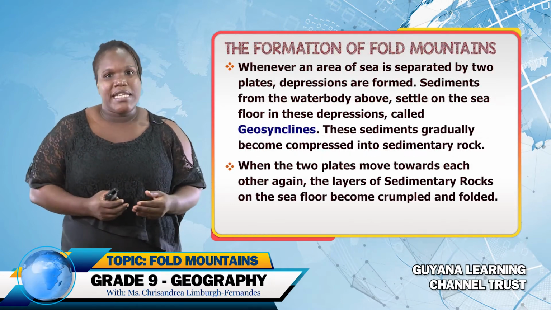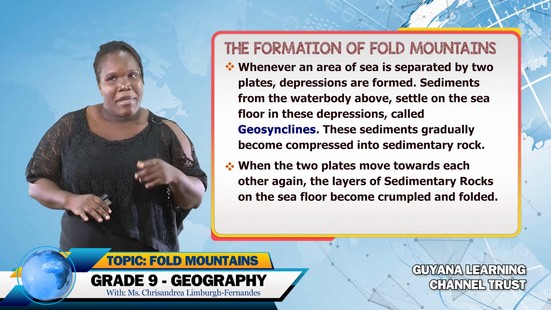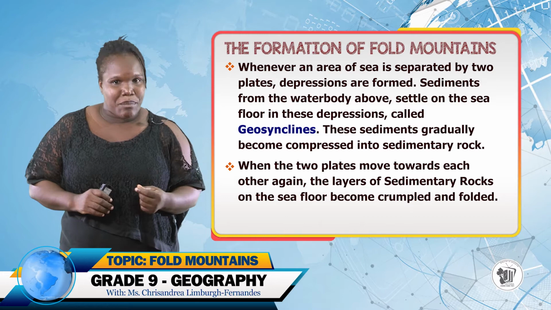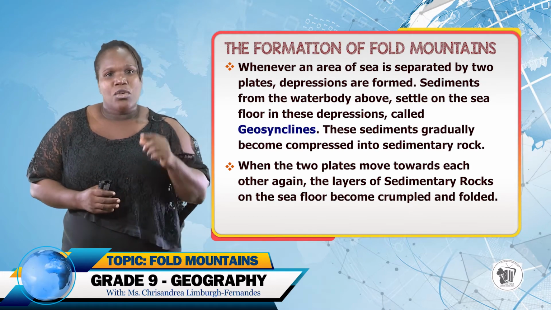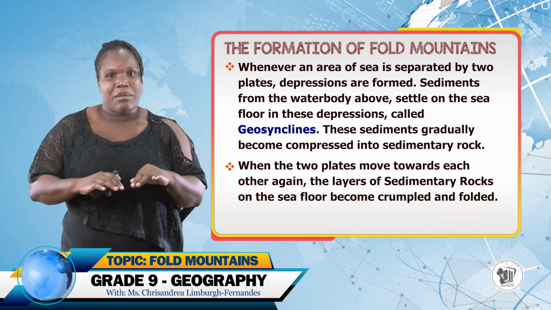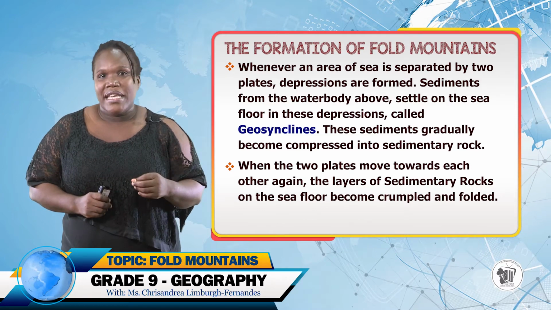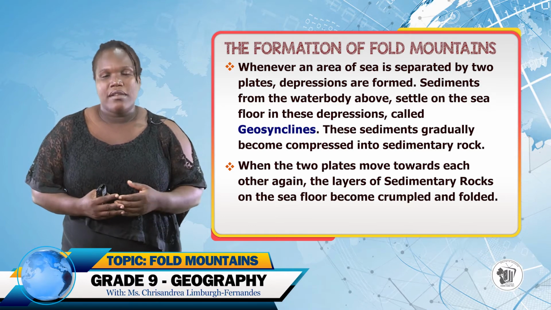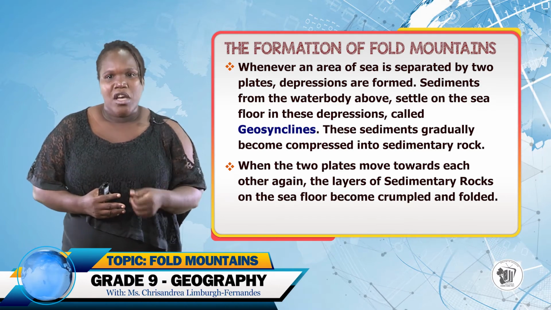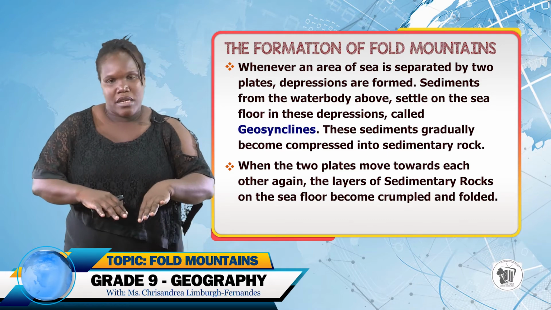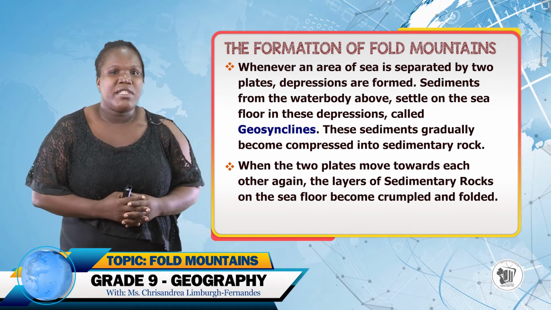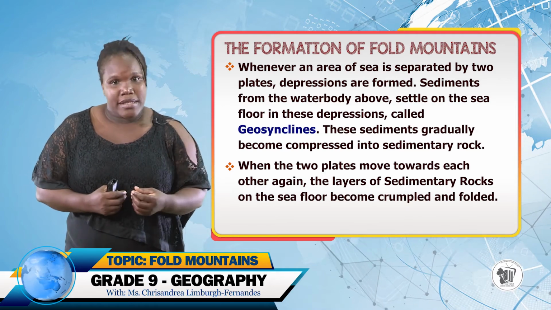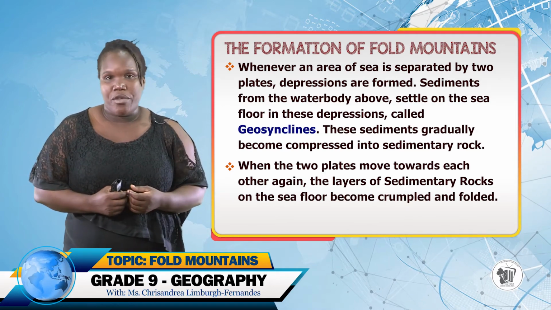Whenever an area of sea is separated by two plates, remember in our last lesson, we said there are never any gaps in the Earth's crust. So whenever an area of the sea is separated by two plates, something called a depression is formed. In this depression, sediments from the water body above settle. This area is called a geosyncline. These sediments gradually become compressed into what is called sedimentary rocks.